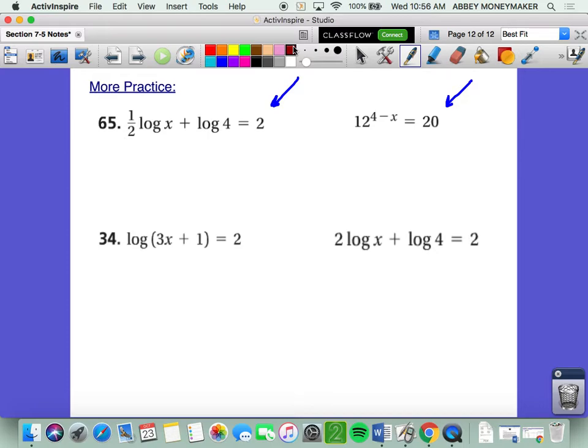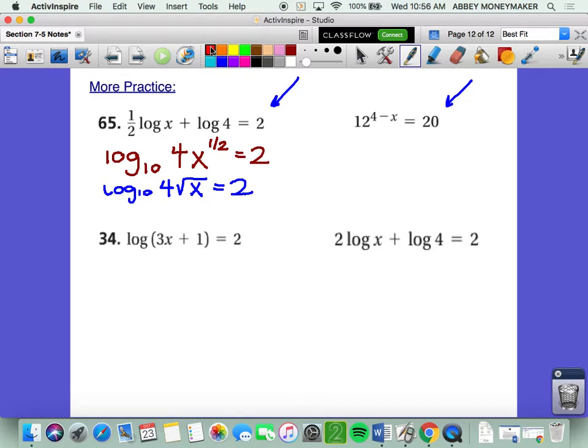Walk me through this. Help me out here. Condense. 65 first. Log base 10 of 4x to the 1/2 power. The 4 and the x are both getting the 1/2 power? No, just the x. Equals 2. Can I rewrite that 1/2 power as what? Square root. Yeah, log base 10 of 4 square roots of x equals 2. That'd be a lot nicer. What do I do from here?